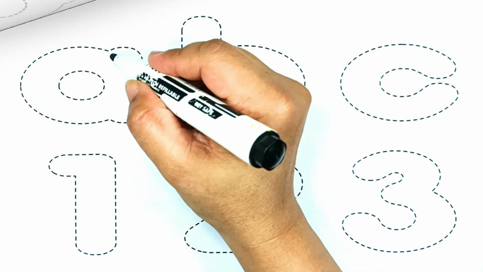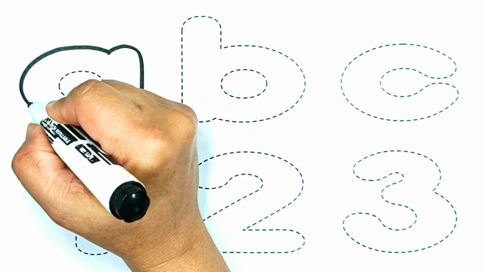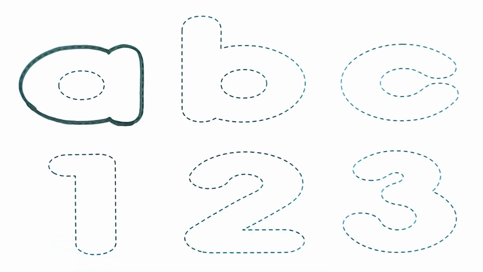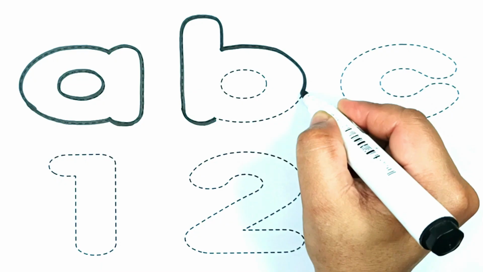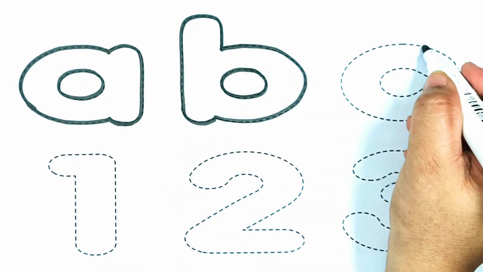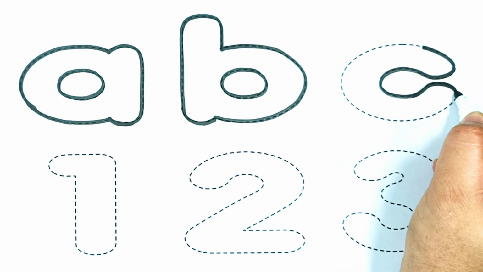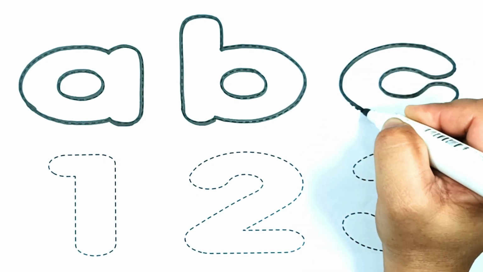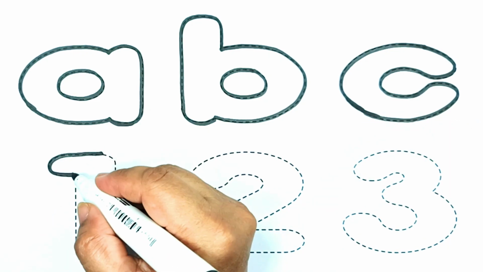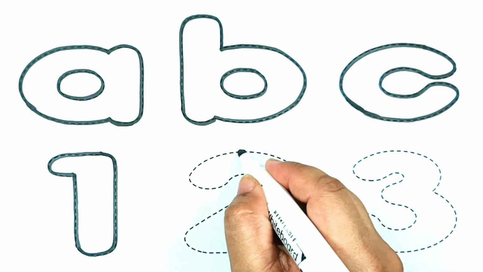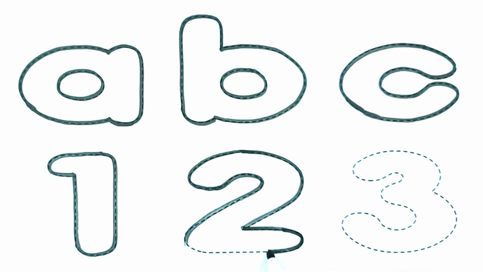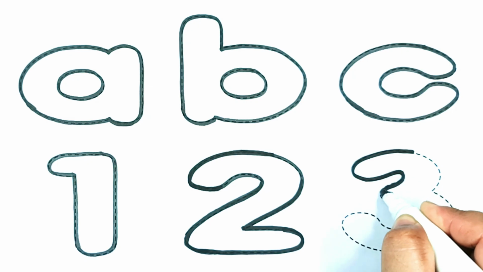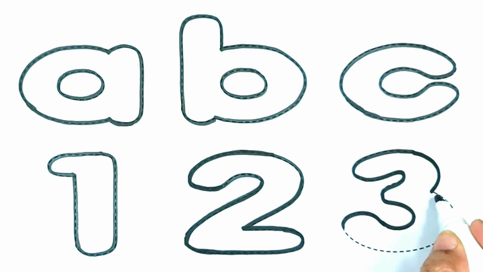Let's trace and paint them together. A, B, C, 1, 2, 3. Let's learn some color names.